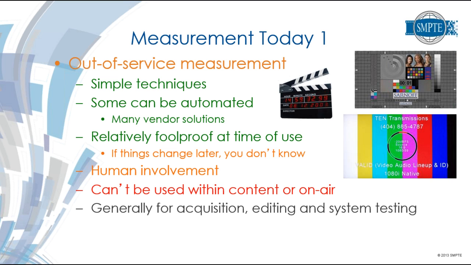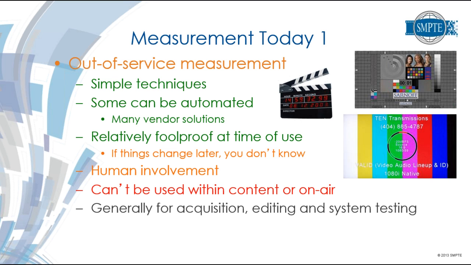So today, let's talk a little about how we do our measurements of lip sync. The most common way we do these measurements is out of service. You take a path, you take a system chunk or a system element that is not in use, not on the air, and you do your measurements. And these are simple techniques. Some can be automated. There are a number of vendor solutions which can be automated. They can also be manual, the old deep flash lineup thing that people do with remotes and so on.